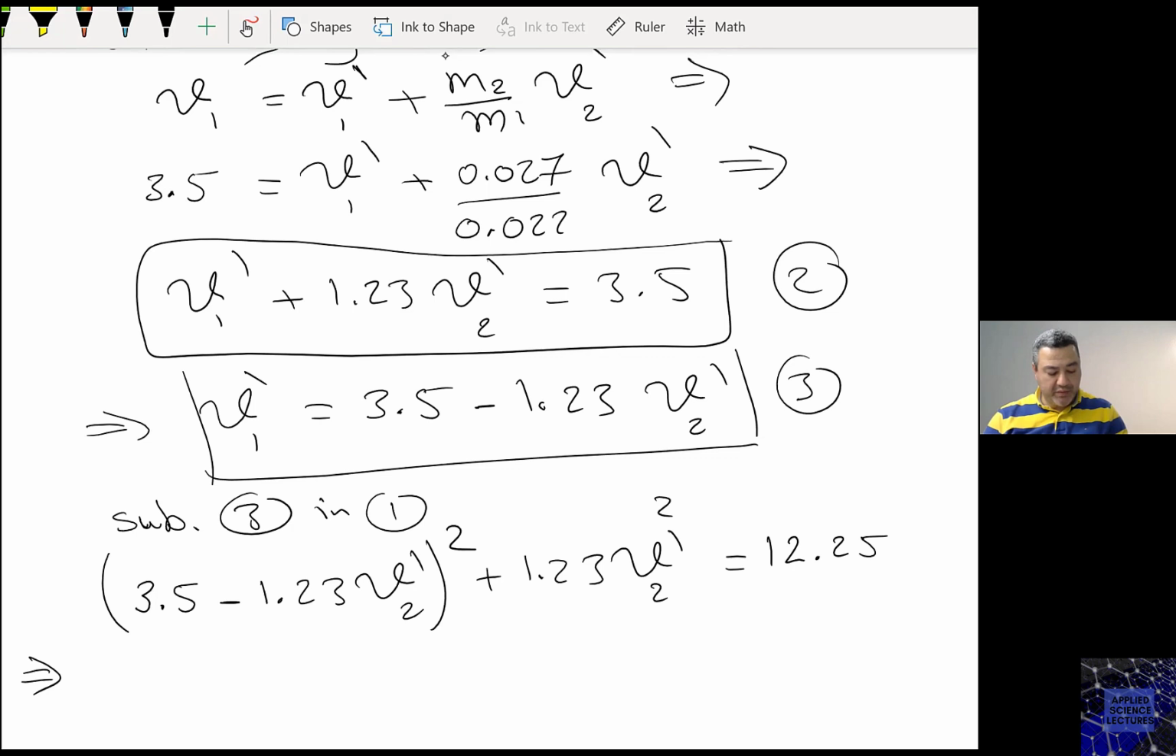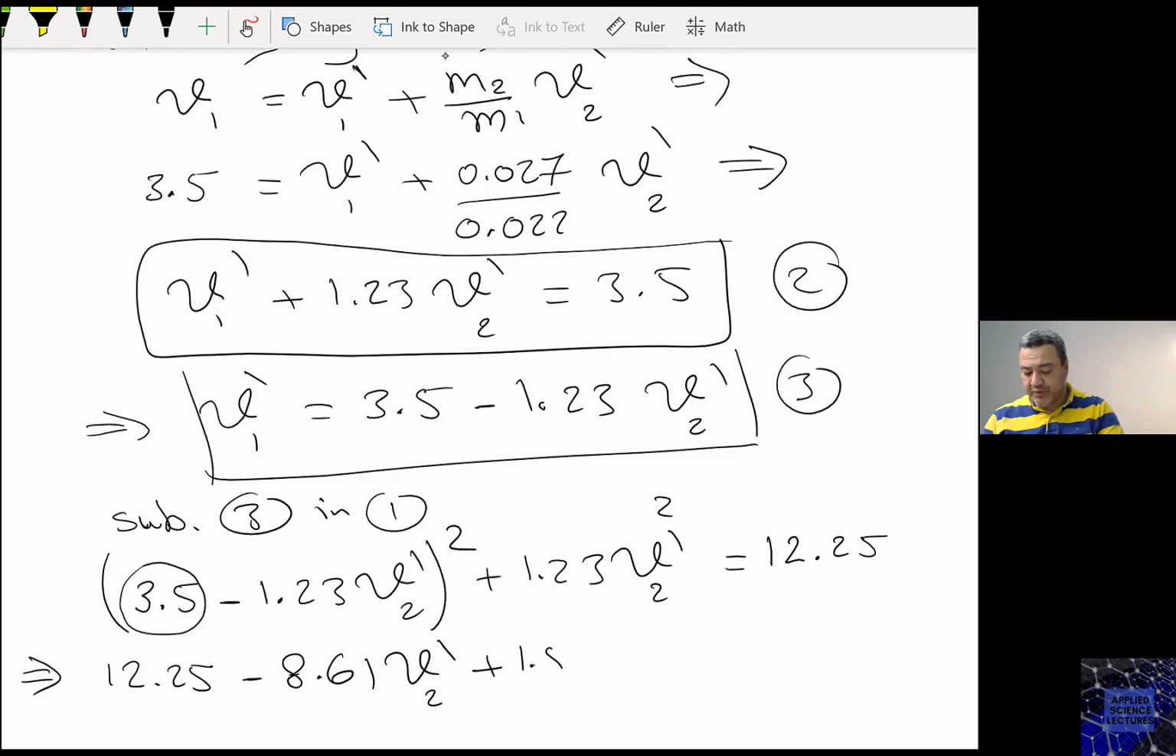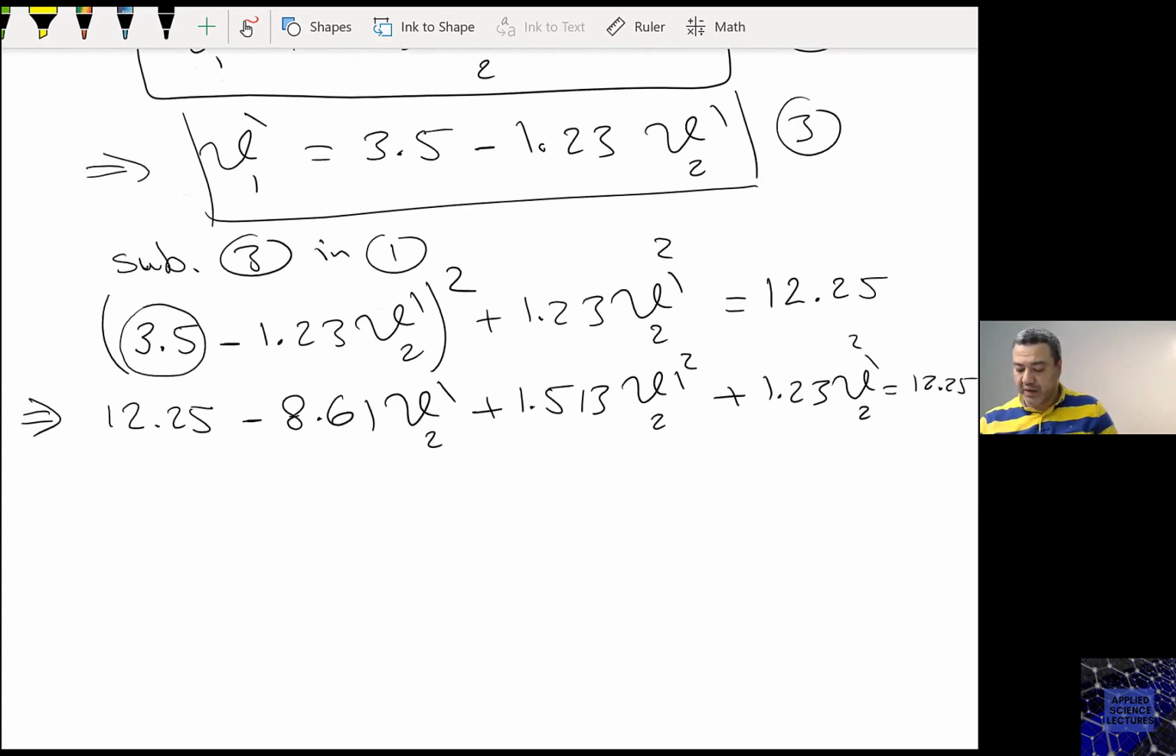Alright. Now this one would be this one squared, which is 12.25, minus 2 times 3.5 times 1.23, which is minus 8.61 V2 prime, plus 1.513 V2 prime squared plus 1.23 V2 prime squared equals 12.25. The 12.25 will cancel.